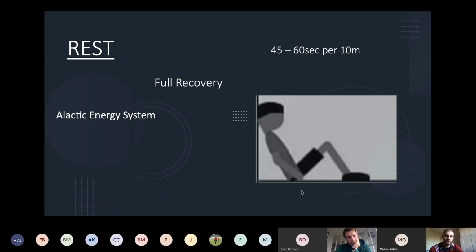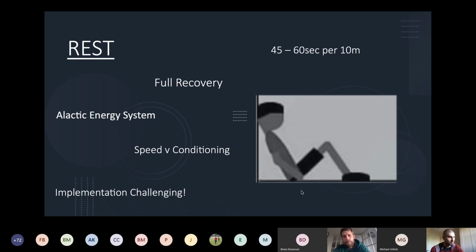So what we're encouraging you to do here is, for every 10 meters that the athlete runs, we're looking for you to give them 45 to 60 seconds rest. Again, I talked about that speed versus conditioning. So we're leaning towards speed, and this conditioning is obviously very important, but to develop true speed, we need to get full recovery.